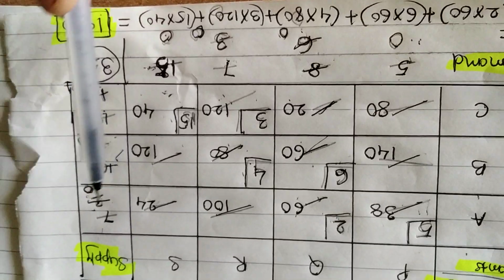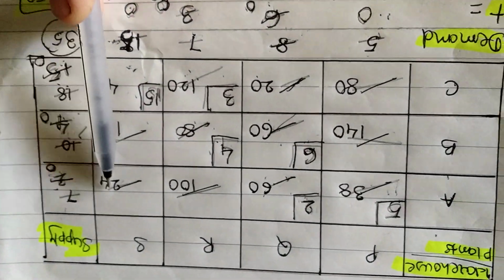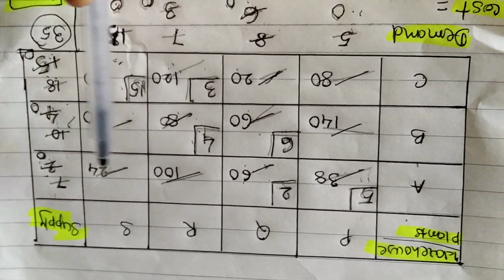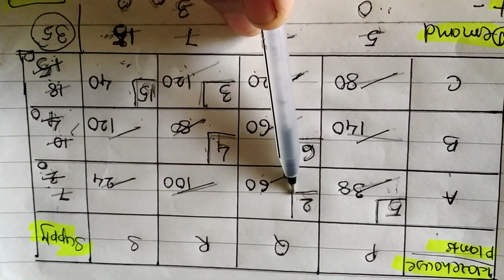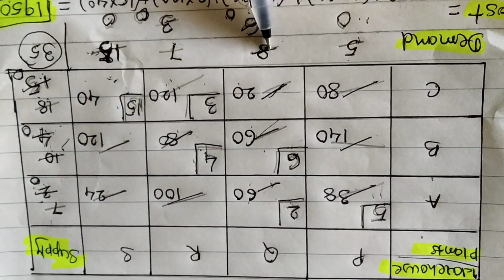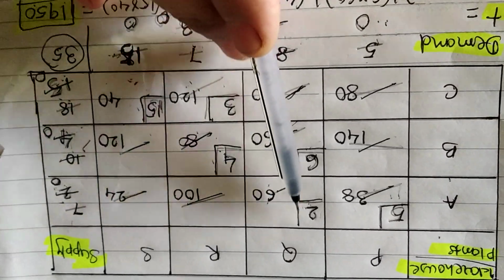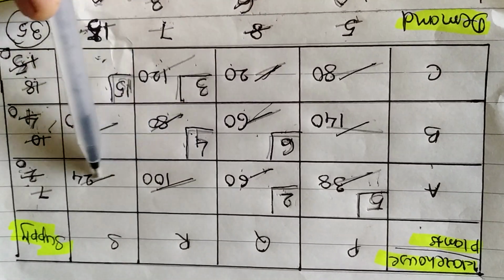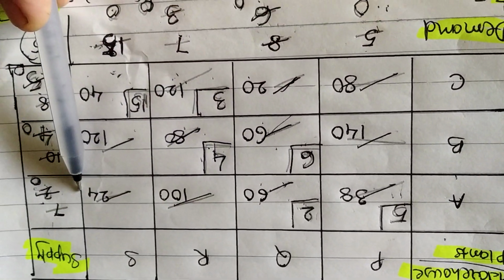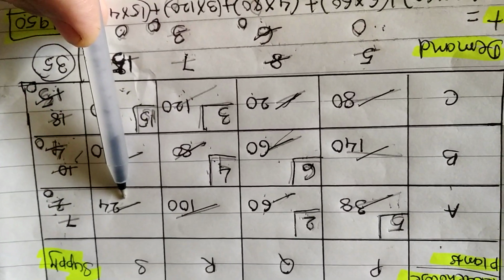Second, which is lesser? The supply is 2, here is 8, here is 7, here is 15. The lesser is the supply 2, so you allocate 2. Then 8 minus 2 leaves 6, and 2 minus 2 is 0, which means this row is 0.